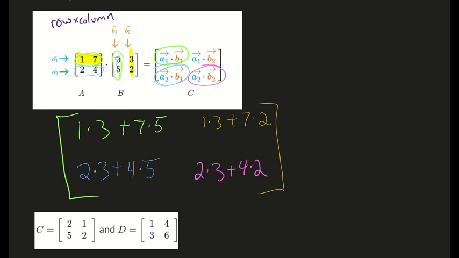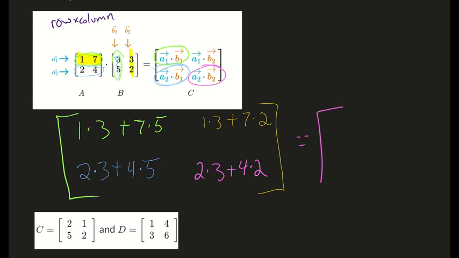So each location is essentially the dot product of the row and the column that make up that section. So this one's location is 1, 1 because it's in the first row, first column. So you multiply the first row by the first column. This one is in the first row, second column. So we multiply the first row by the second column, and so on.